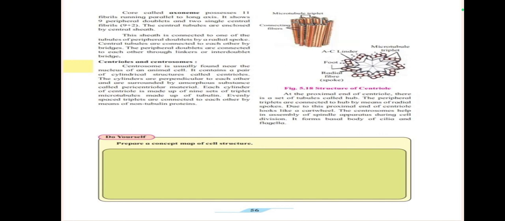Each cylinder of the centriole is made up of 9 sets of triplet microtubules made up of tubulin. Evenly spaced triplets are connected to each other by non-tubular proteins. Figure 5.18: structure of centriole. At the proximal end of the centriole there is a set of tubules called a hub. The peripheral triplets are connected to the hub by radial spokes. Due to this, the proximal end of the centriole looks like a cartwheel. The centrosome helps in assembly of the spindle apparatus during cell division. It forms the basal body of cilia and flagella.